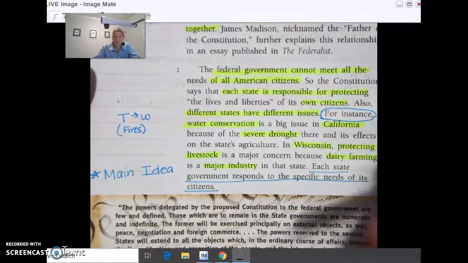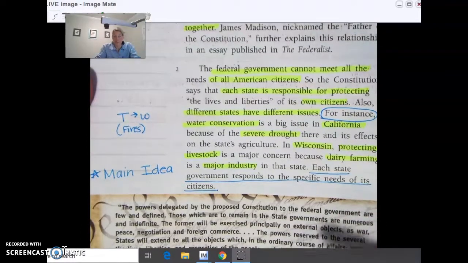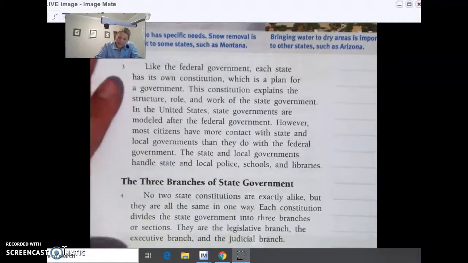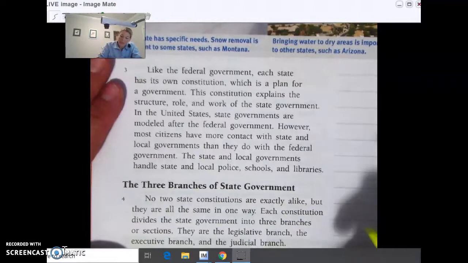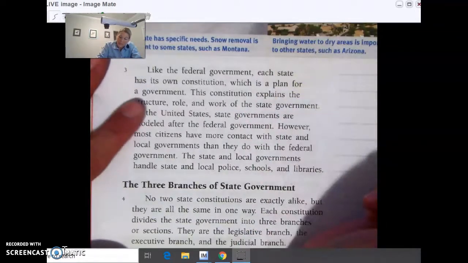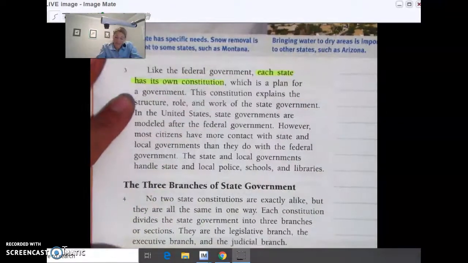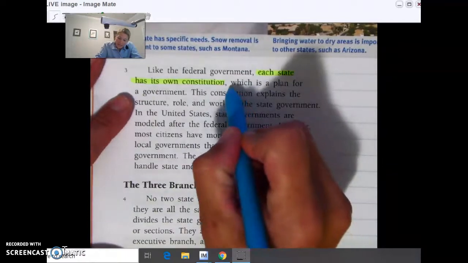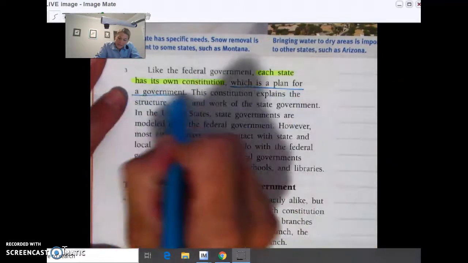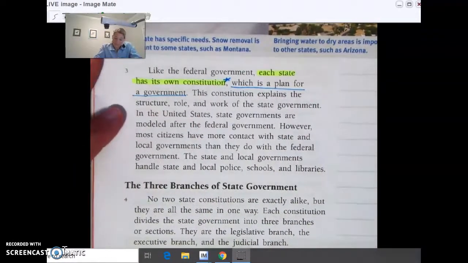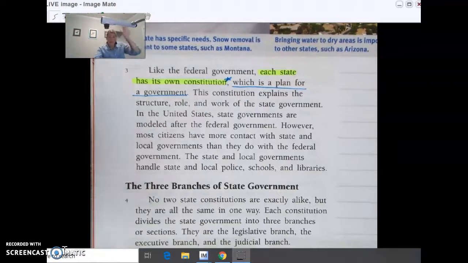Later today, we'll come back and we'll look at some of these non-fiction text features, but we're going to go on to paragraph 3. Like the federal government, each state has its own constitution, which is a plan for a government. Each state has its own constitution. That's pretty interesting. And I like here that they tell me that that is a plan. A constitution is a plan for the government. So we have a constitution that's the plan for the whole nation, our big constitution, but then each state has its own mini constitution.